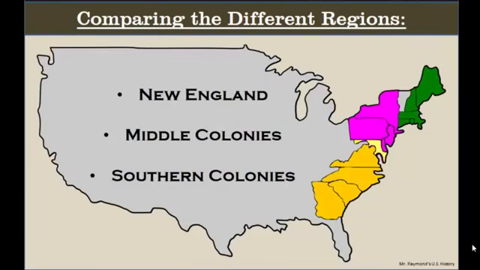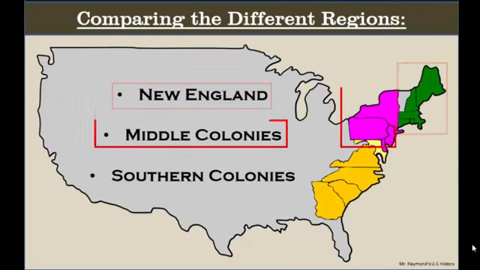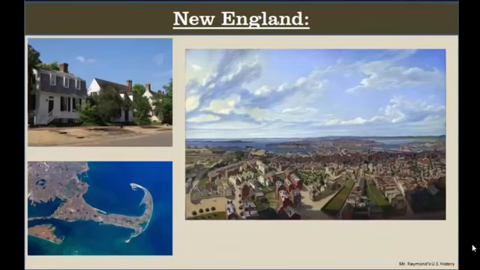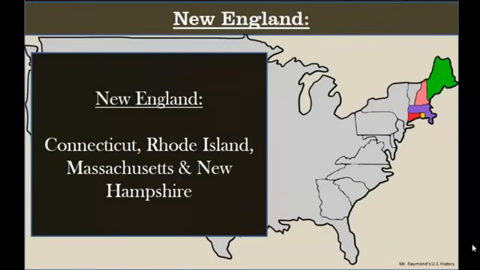So when talking about the different regions of colonial America, we divide the colonies up into three sections: New England, the Middle Colonies, and the Southern Colonies. So let's start to the north in New England. New England consists of Connecticut, Rhode Island, Massachusetts, and New Hampshire. There was no Vermont yet, and Maine at this point was considered part of Massachusetts.